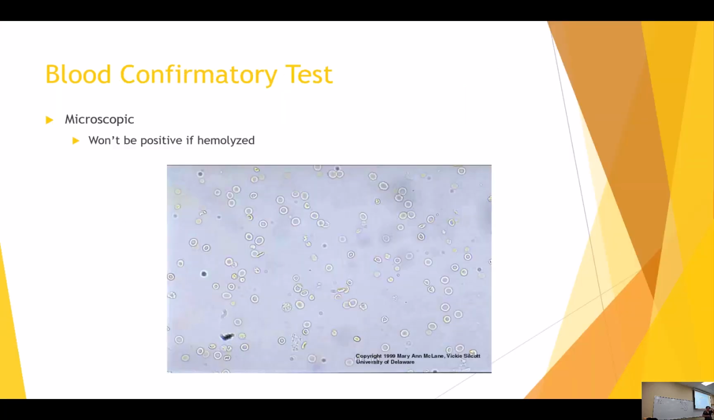For blood, our confirmatory test is going to be a microscopic. If it's a true hematuria and it's hemolyzed red cells, you are not going to see any red cells on the microscopic. But a microscopic is our confirmatory test for blood.